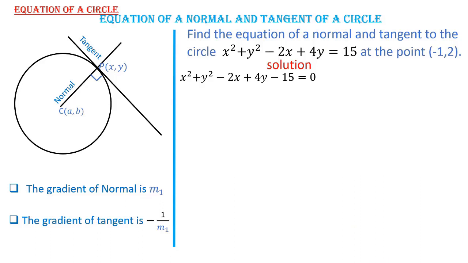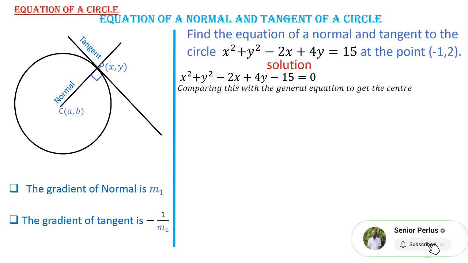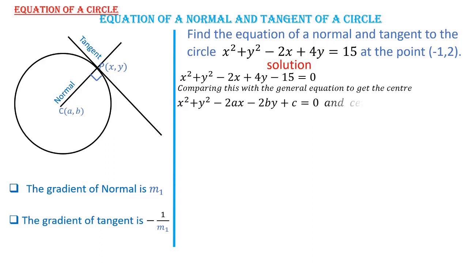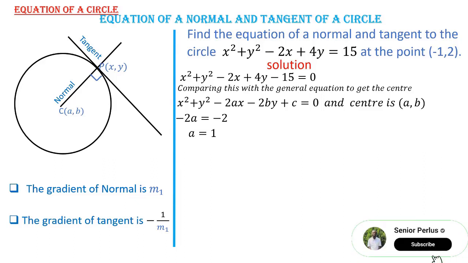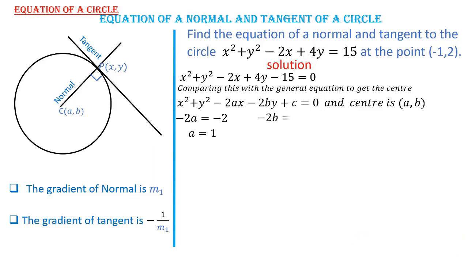So to find the center, we said that we compare with the general equation of a circle. So let's compare. This is our general equation of a circle. Then to find our center, negative 2a equals negative 2. Then our a is 1. Then we compare to find b. So when we compare negative 2b equals 4, then our b is negative 2. So therefore our center is (1, -2).